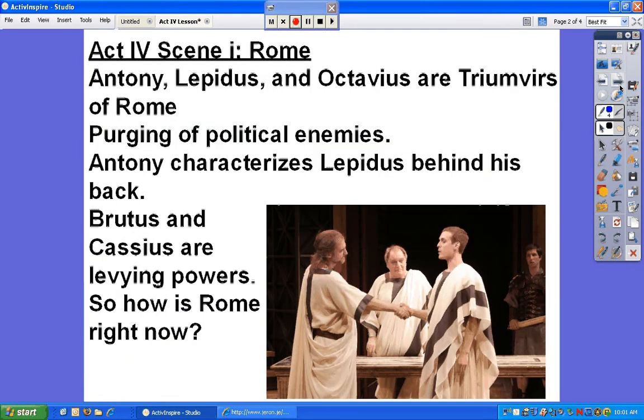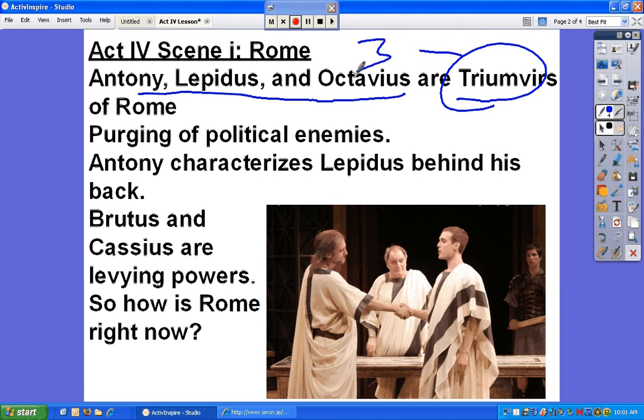As I move forward, then Act 4, Scene 1, the scene is Rome. We have Antony, Lepidus, and Octavius. They are the triumvirs. That means there are three people in charge in Rome, and those are the three. What we see that they're going to be doing is they're going to be purging political enemies with their black spot. We are also going to see that Antony really doesn't like Lepidus. Let's see how he characterizes him. So that's what you're looking for, is what he says.